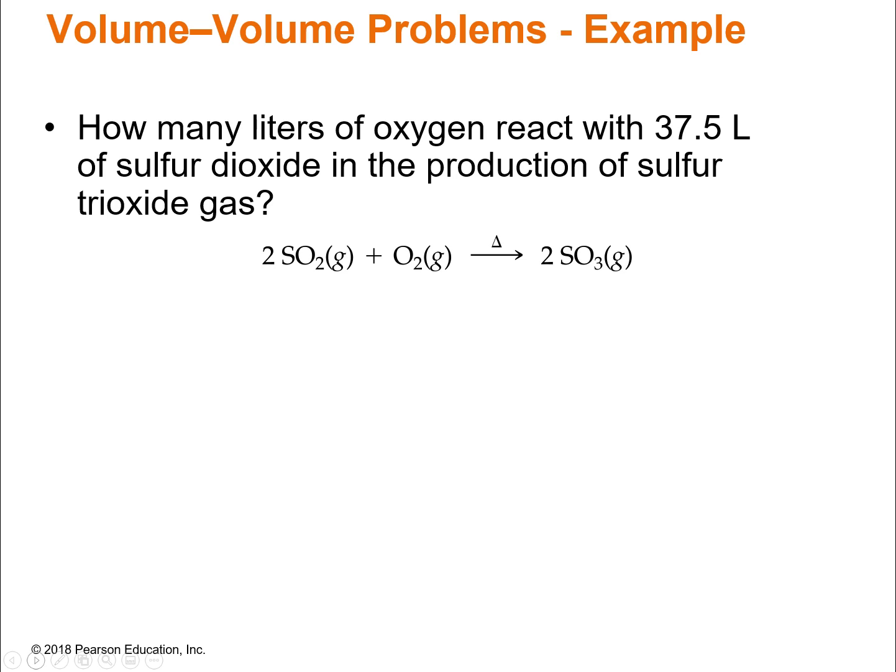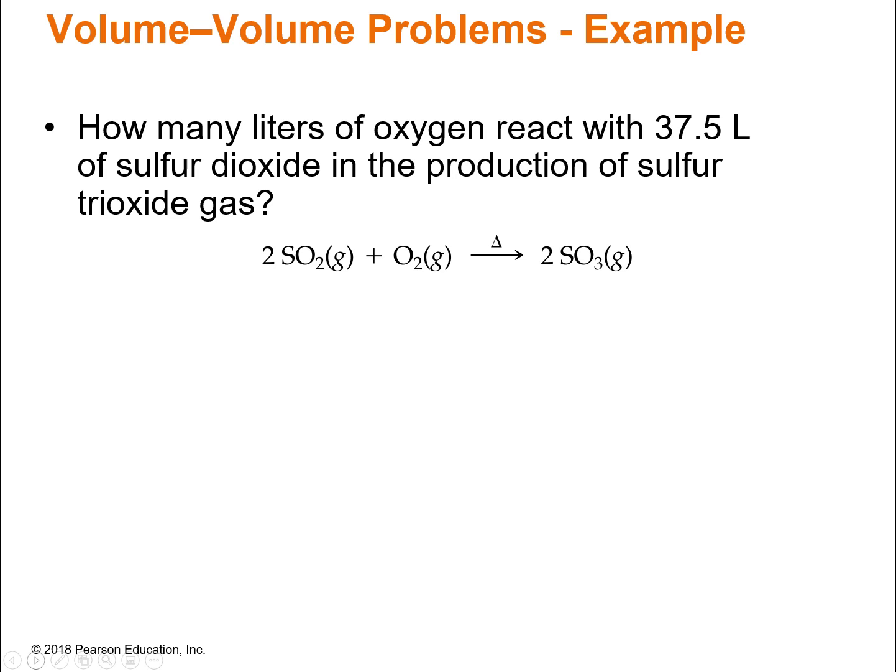Volume to volume problems, you're always looking at gases. And it doesn't have to be at STP. They just have to be at the same temperature and pressure. How many liters of oxygen react with 37.5 liters of sulfur dioxide in the production of sulfur trioxide gas? So here we're assuming everything's at the same temperature, same pressure. And instead of saying moles of things, we can say liters.